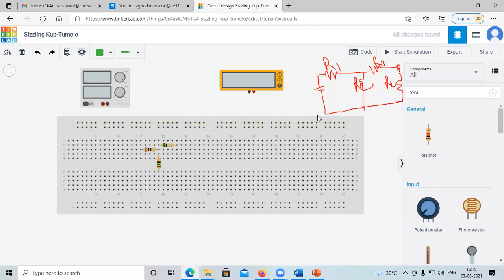Just select one bus bar as a positive and one bus bar as a negative.